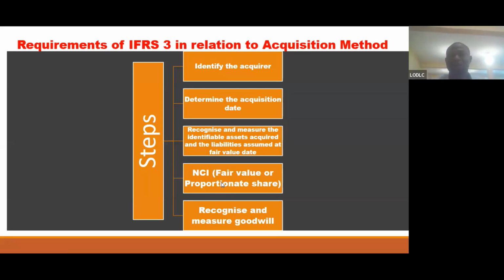Then you recognize and measure your goodwill. Once you have recognized and measured your goodwill, you have calculated the goodwill. And don't forget, if the fair value of the purchase consideration, that is the cost of investment, is greater than the net asset acquired, automatically you have positive goodwill. Otherwise, if the purchase consideration, that is the cost of investment, is less than the net asset acquired, you have a bargain purchase, which can be termed negative goodwill.